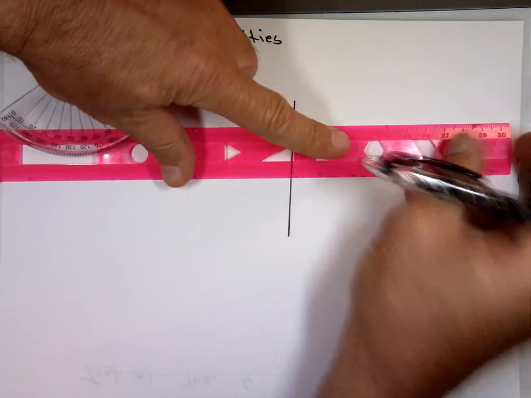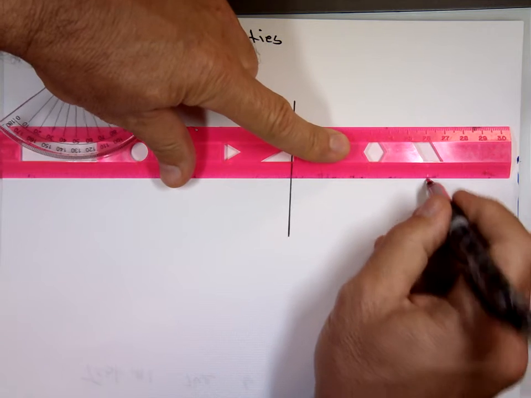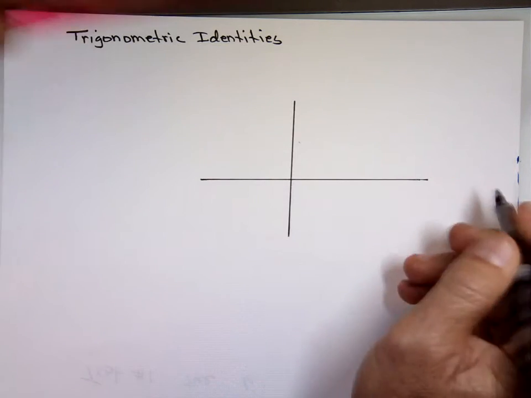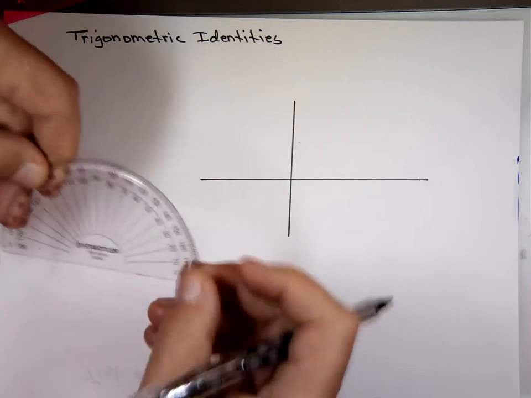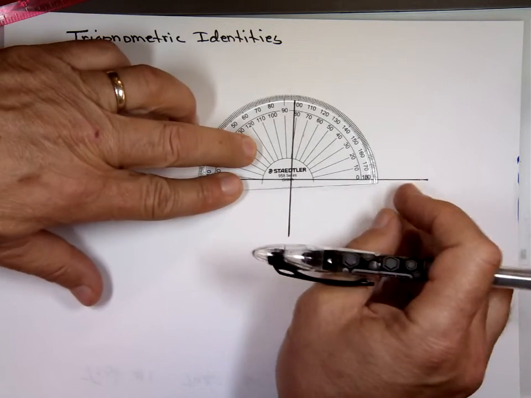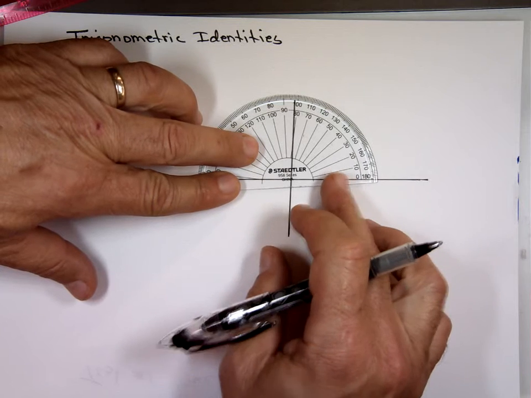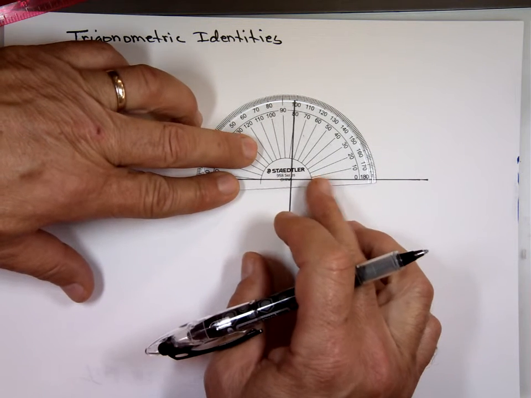Let's take an angle. Pick an angle between, I don't know, 0 and 90 degrees. Go ahead, somebody choose one. 55. So let's see what 55 is.